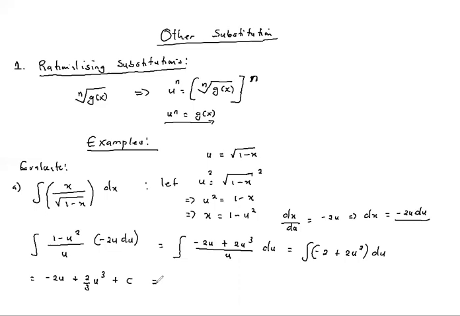To present your answer, you can't go with a u. You present it in the same manner it came, in terms of x. So you go back to our u. Our u is root of 1 minus x.